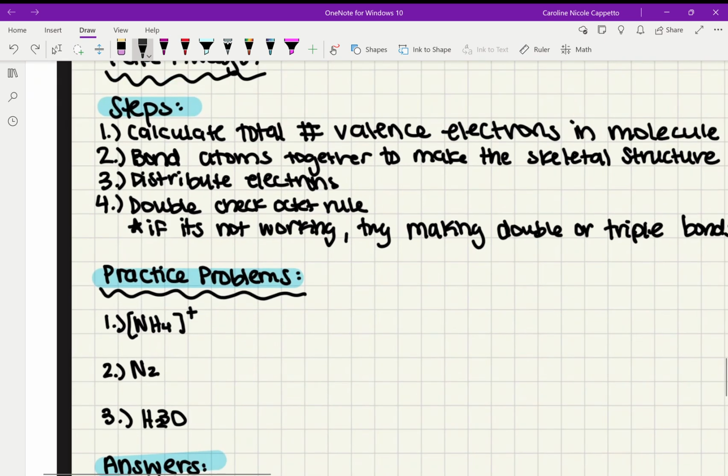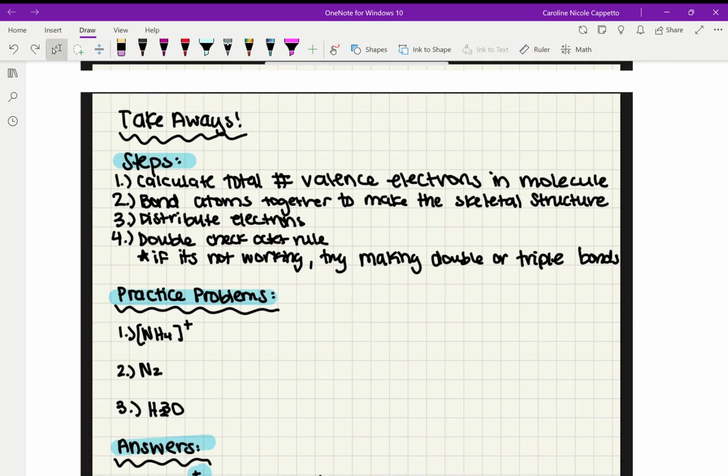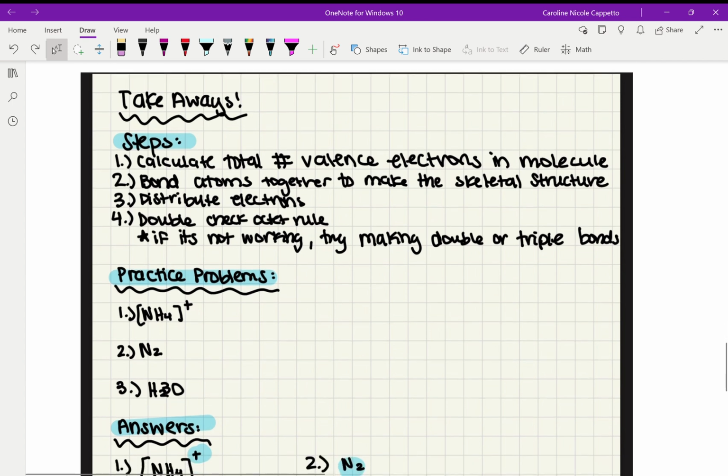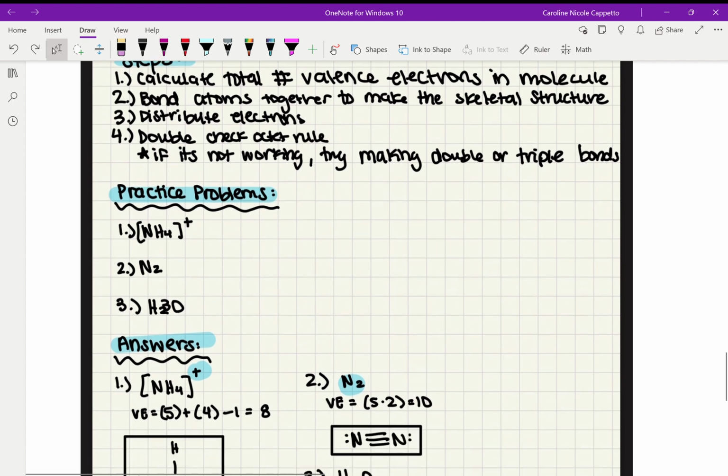Now, here are some takeaways. The steps are these takeaways, mainly because if you follow them, you are going to be at least on the right track to making a Lewis structure and most likely correct. But sometimes it does take a couple of tries when you're learning to get the skeletal structure correct, and also learning when to use triple bonds and when to use double bonds. But eventually as you practice more, you'll understand it.